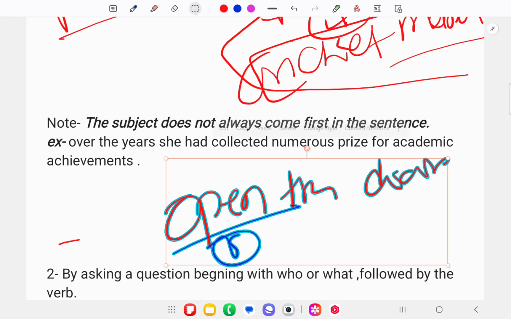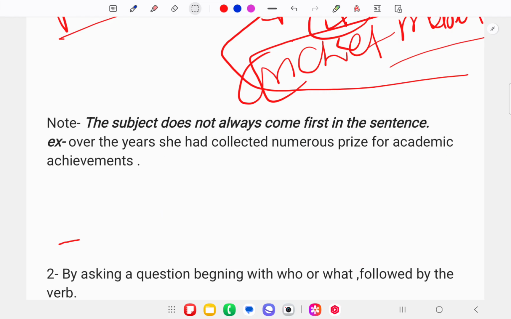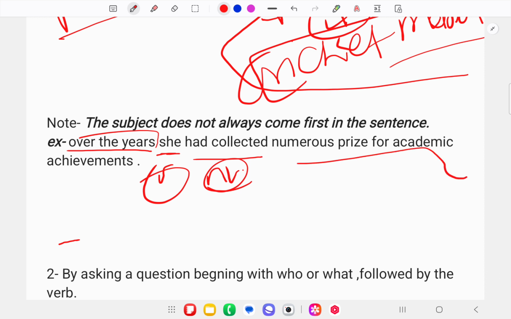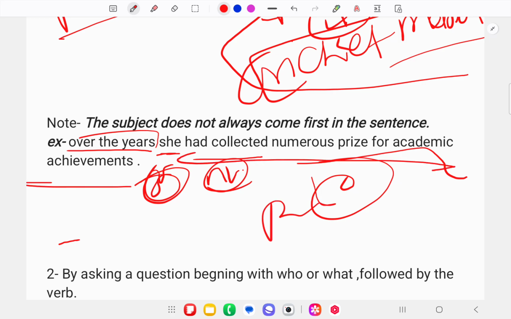Okay, next we talk about an example. Here we have shown that: over the years she had collected numerous prizes for academic achievements. Okay, so here do not think that this one is the subject. Here she is the subject and this one is the main verb, and all this one is the object of this sentence, or we can also say this is the subject and all this is the predicate of this sentence.